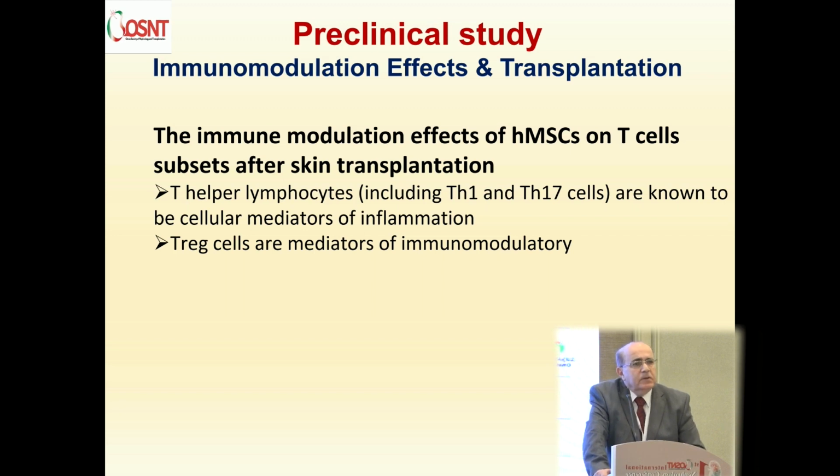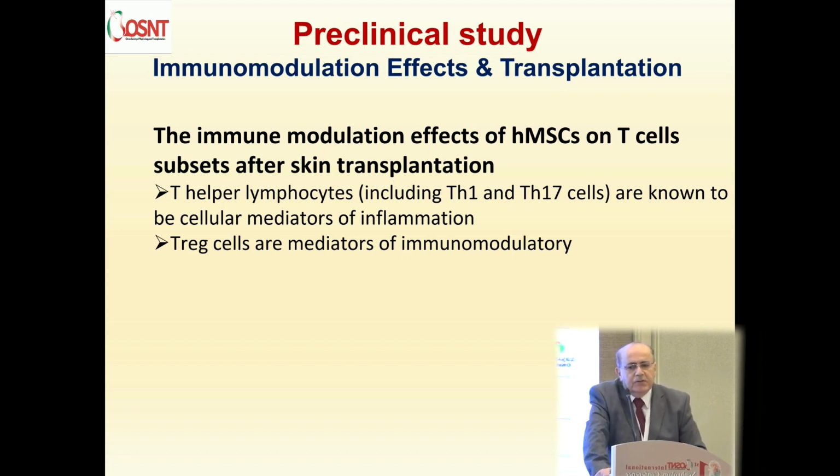The way to do it, we have to look at different T cells, especially two kinds of T cells, T helper and Treg, because we know already that they are working almost opposite. T helper lymphocytes, including Th1 and Th17, are known to be cellular mediators of inflammation. So we need these kinds of cells to be calm and sleeping, because otherwise we have inflammation.